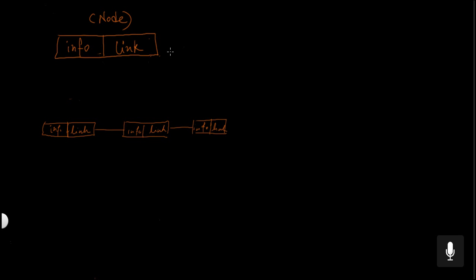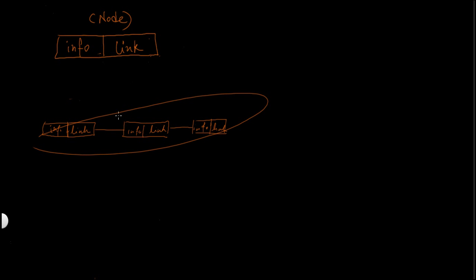Firstly, a linked list is made up of nodes. This whole thing you are seeing on your screen is a node. A linked list can be made up of one node, two nodes, three nodes, or any number of nodes. This is an example of a linked list which is made up of three nodes, 1, 2, and 3. Each node in a linked list is divided into two parts, the info part and the link part.